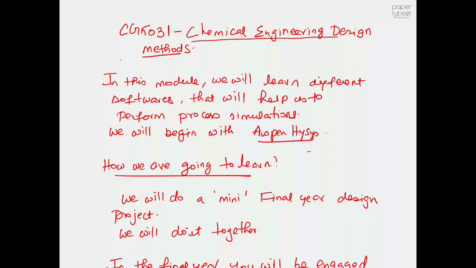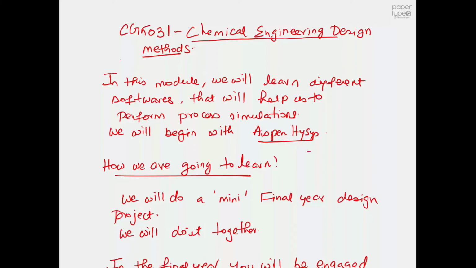For the final exam, you will get roughly 80 percent of your marks from Aspen HYSYS. You are going to do a very big project, and the remaining 20 percent will come from Dynachem. Probably we may alter the scoring, maybe 70 from Aspen HYSYS and 30 from Dynachem. So we will tell you in week 3 how we are going to grade this particular module.